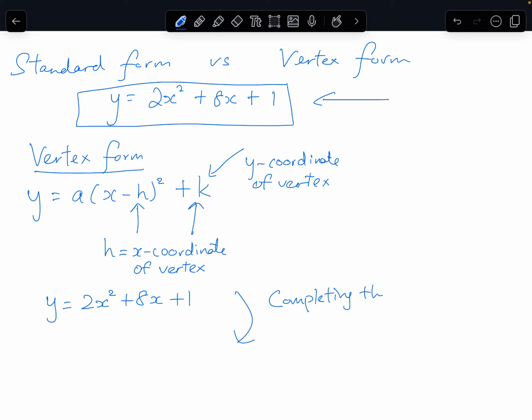Okay, now of course this can be done in a separate video. If you really want to know how to complete the square, please just let me know and I'll do another separate video on how to complete the square.